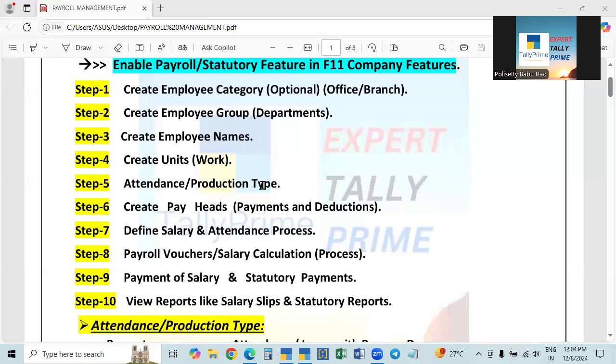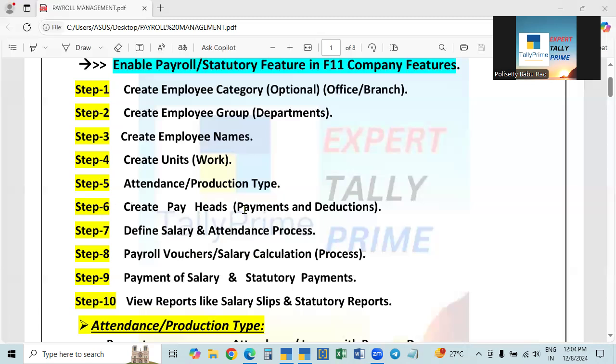And then attendance and production type. What is the attendance and production type that we already learned? Generally, we mostly require present and overtime. And if you require some other things also, you can create them. That is the attendance or production type.